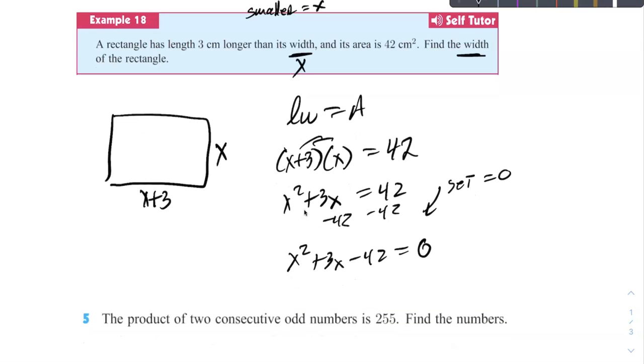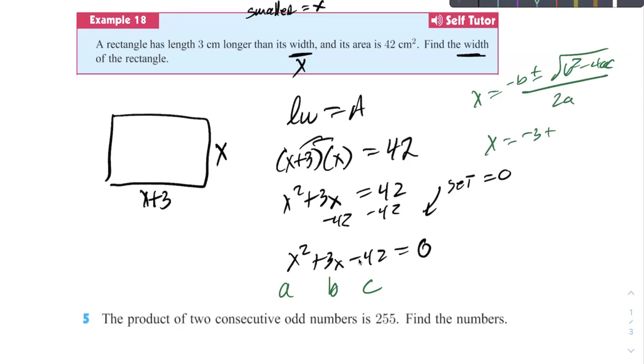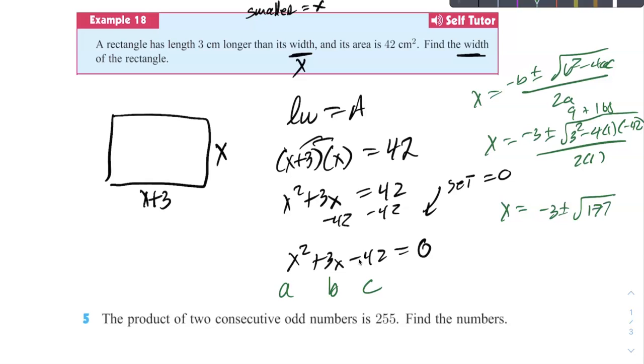x squared plus 3x minus 42 equals 0. Now, does this factor? We need two numbers that multiply to negative 42 but add to 3. 6 and 7 are closest, though. No, I don't think it factors. So if we can't factor, we have to use the quadratic formula. With a, b, c, x equals negative b plus or minus the square root of b squared minus 4ac, all over 2a. So we get x equals negative 3 plus or minus the square root of 3 squared minus 4 times 1 times negative 42, all over 2 times 1. This is 9 minus negative 168, which is 9 plus 168, two negatives. So x equals negative 3 plus or minus the square root of 177, over 2.